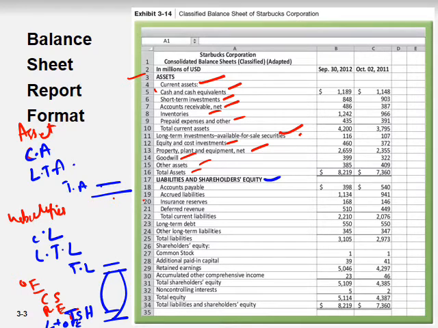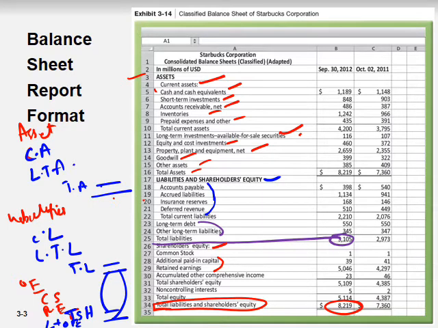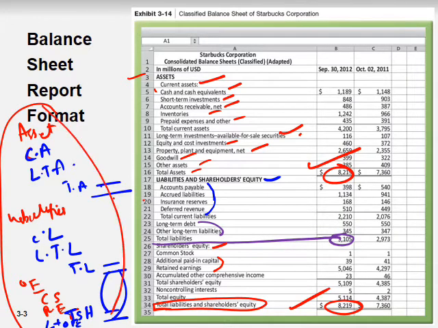So liabilities and shareholder equity, we have current liability here, so these are all current liabilities, and then we have long-term liabilities here. This is the total liability here, and then we have stockholder equity, common stock, paid in capital, retained earnings, and then you add it: total liabilities and owners equity here. So remember, assets is equal to liabilities plus owners equity. This is the report format, right?